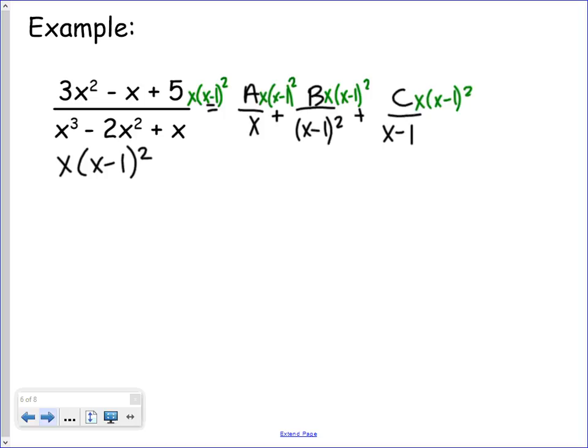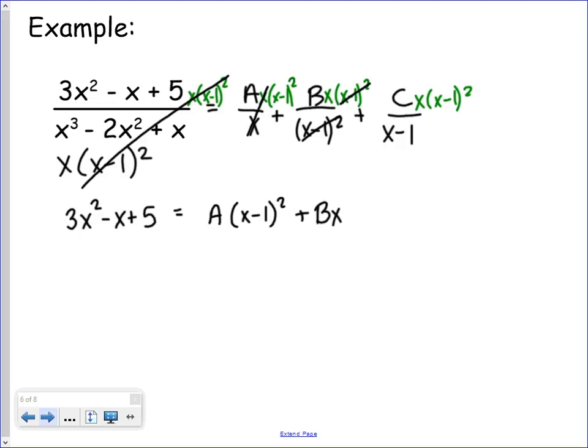Cancel, to simplify, so x times x minus 1 squared is going to cancel everything. We'll just have 3x squared minus x plus 5. In my first fraction, I can only cancel out the x, so I'm going to be left with a times x minus 1 squared. In the second fraction of my decomposition, I can cancel out the x minus 1 squared, so I'm left with bx. And in the last one, I can cancel off one of the x minus 1 factors, so I'm just going to cancel off that exponent, and I'm left with cx times x minus 1.